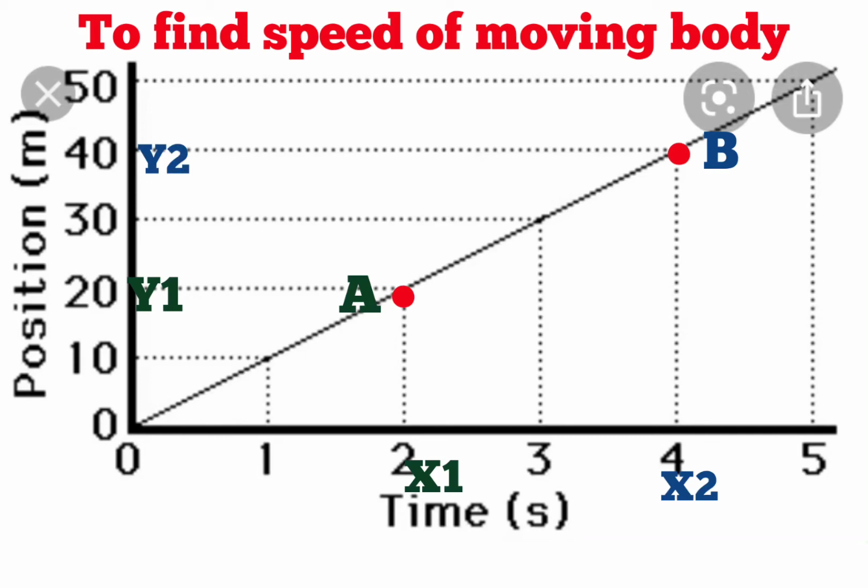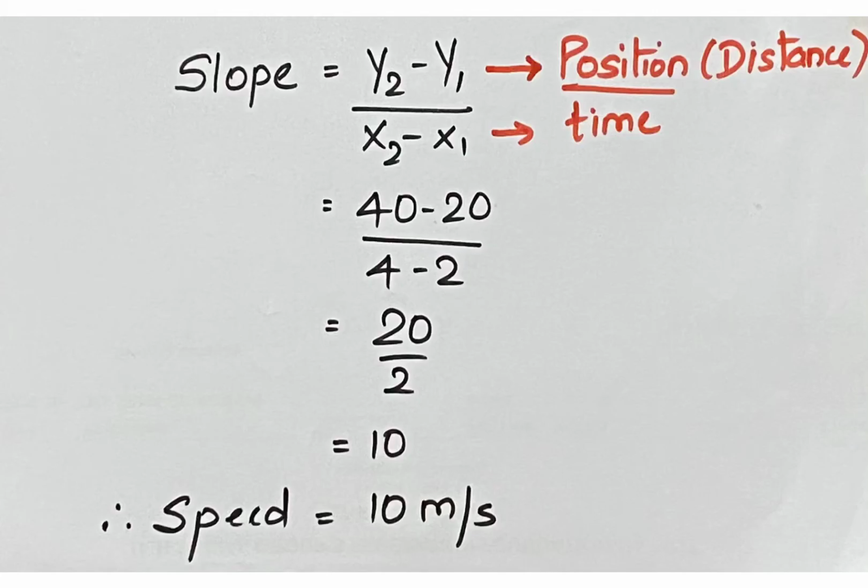Now let us see how to calculate slope. Formula for slope is (y2 minus y1) upon (x2 minus x1). So from the graph, y2 is 40, y1 is 20, x2 is 4 and x1 is 2. So we will get (40 minus 20) upon (4 minus 2), that is equal to 20 by 2, that is equal to 10. So speed is equal to 10 meter per second.